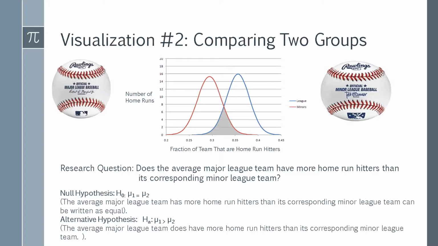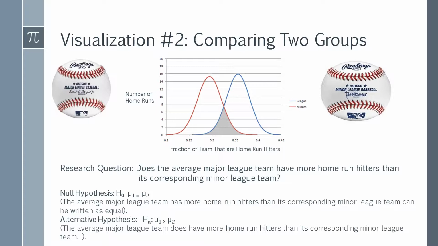Visualization 2 is comparing 2 means or 2 groups. The research question: does the average major league team have more home run hitters than its corresponding minor league team? The major league team is represented by the curved blue. The minor league team is represented in red.